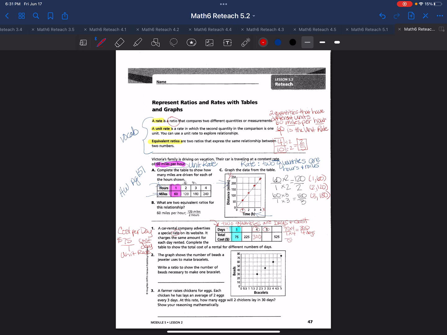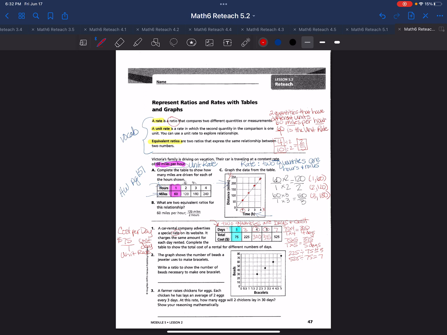I would do the same thing for 5 days. I would do 75 times 5 and 1 times 5. That would give me 5 days. So the cost for 5 days would be $375. And the opposite of multiplication is division. So when I know the total cost, I would do 225 divided by 75, and then I would do 525 divided by 75. And that would get how many days? So this one is going to be 3 and 7. And that's how you fill in the chart.